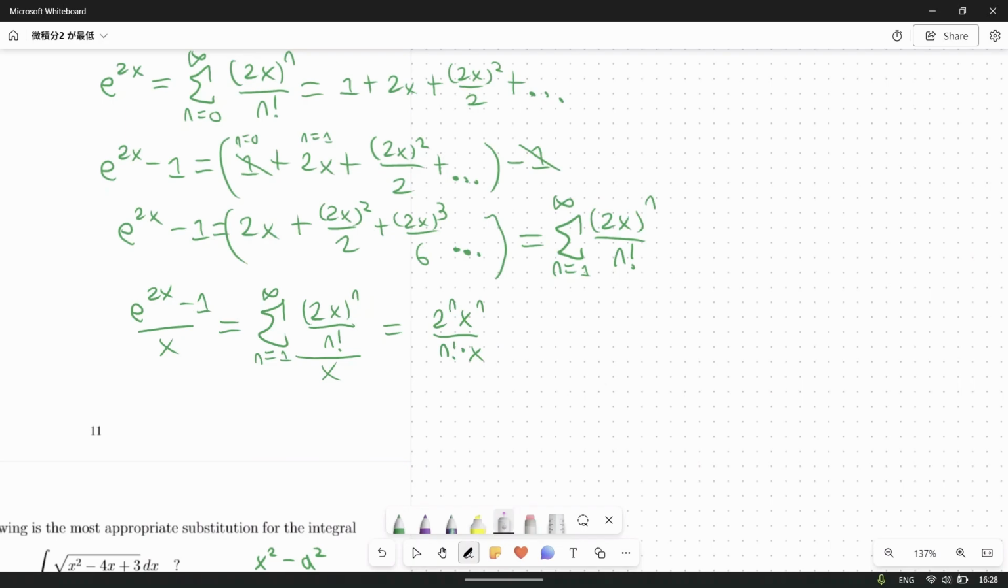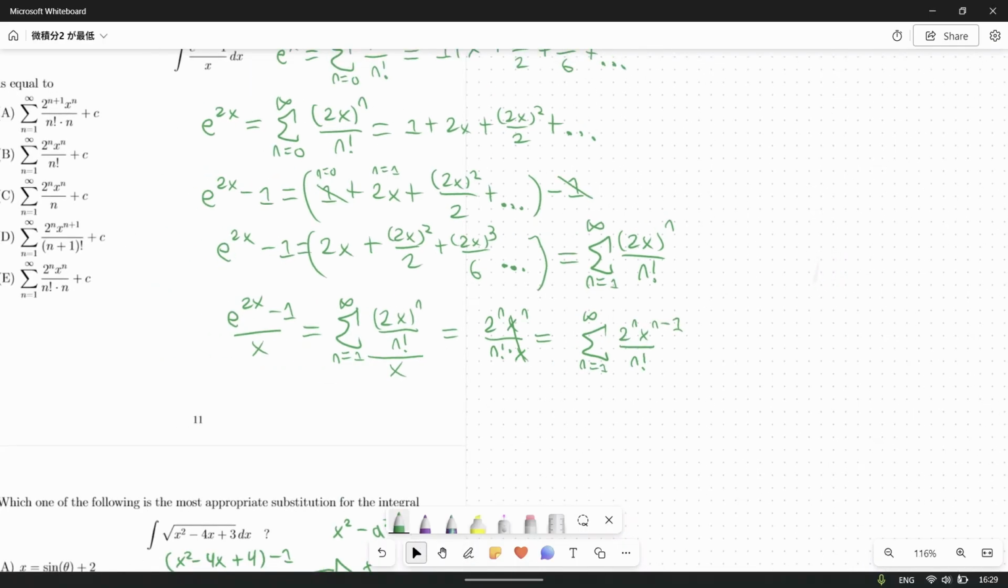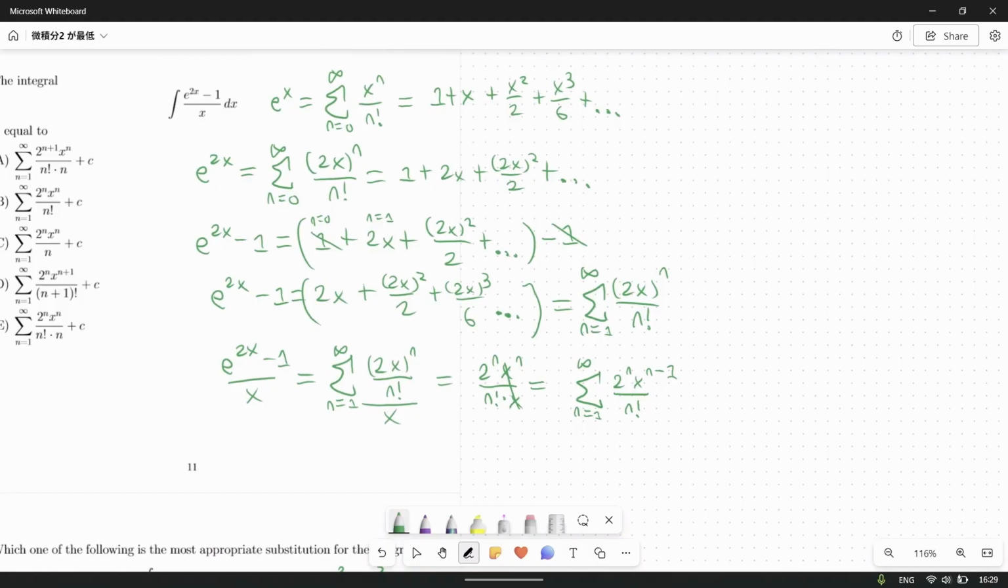And then we can cancel out these x terms. And then you just end up with a series that takes the form of this: n is equal to 1 to infinity of 2n x to the n minus 1 over n factorial. And now we have our integrand in a form that can be integrated.